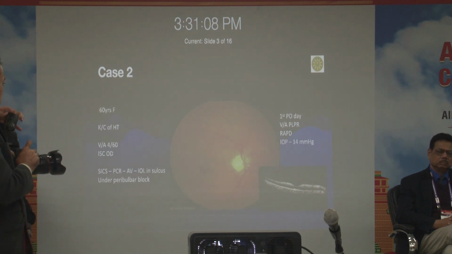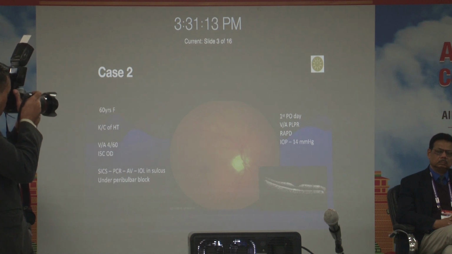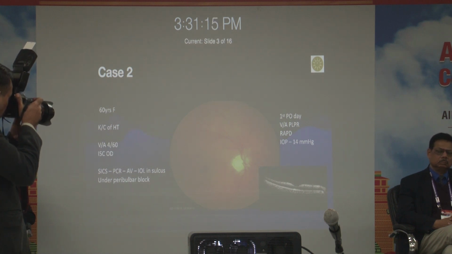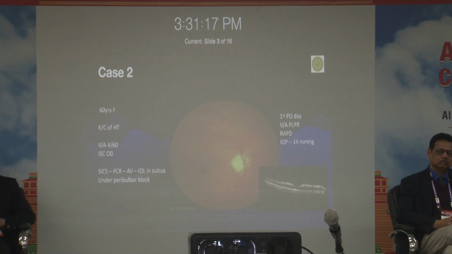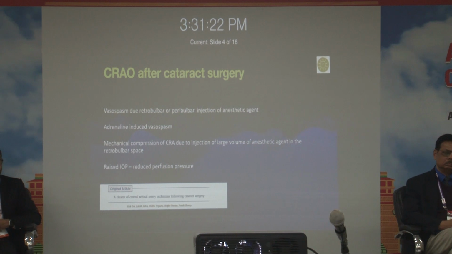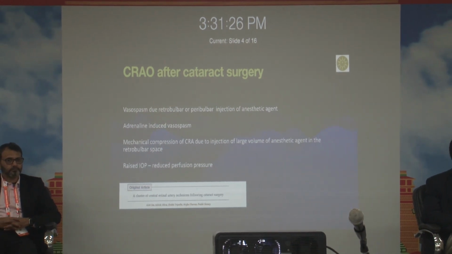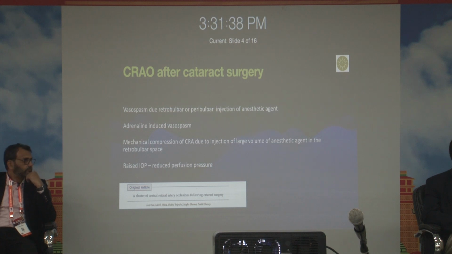Again, similar picture, retinal whitening, and you can see on OCT the inner retinal hyperreflectivity suggestive of some compromise in central retinal artery circulation. So actually we had a series of 14 cases which we reported in 2019 when we had a cluster of CRAO following cataract surgery. All these patients had a PCR and had undergone anterior vitrectomy, and so we were perplexed.